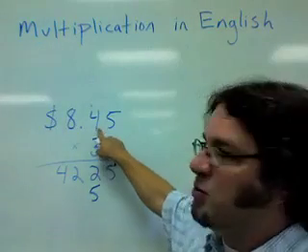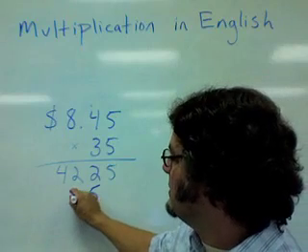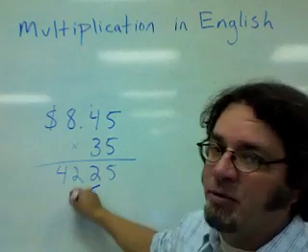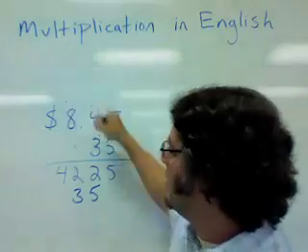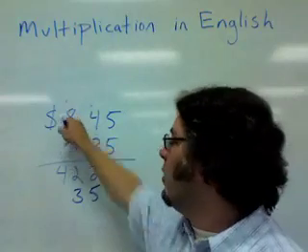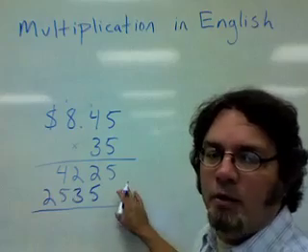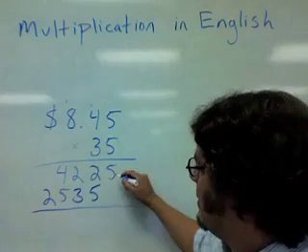3 times 4 is 12, plus that 1 is 13. You bring down the 3 here and put the 1 from the 13 up here. 3 times 8 is 24, plus 1 is 25. And then we add these numbers together.